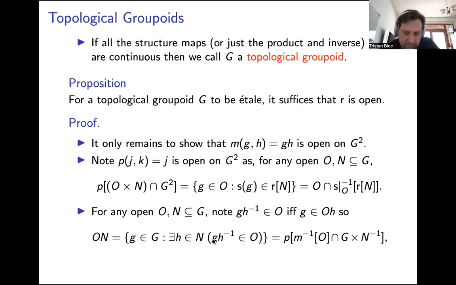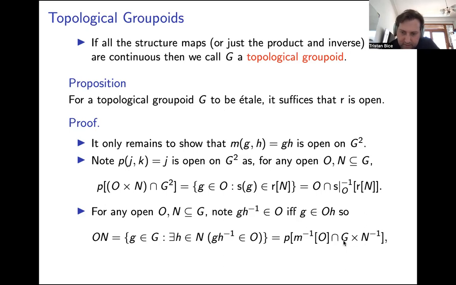And now this is looking like something we can handle. To say that there exists some element h in N such that gh⁻¹ is in O, what's that really saying? Well, you're looking at the inverse image of the multiplication map, the inverse image of O. You want the product here to be within O. But not only that, you only want to consider those products where h lies in N, or put another way, h⁻¹ lies within N⁻¹.